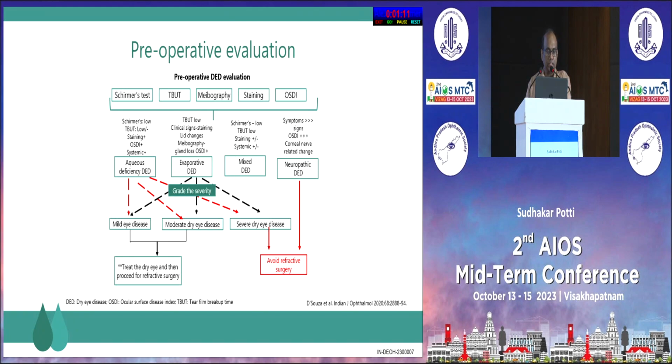So before, it is essential to do a complete and thorough evaluation of Schirmer's test, TBUT, meibography, staining and OSDI, especially in contact lens wearers, to diagnose whether they have a pre-existing dry eye. Mild and moderate dry eyes can be optimized, whereas in severe and neuropathic dry eye, you have to rethink whether you want to do this surgery at all in the first place.